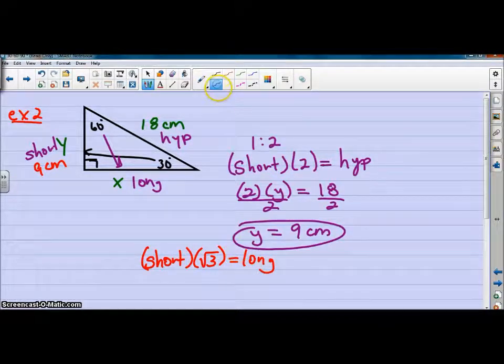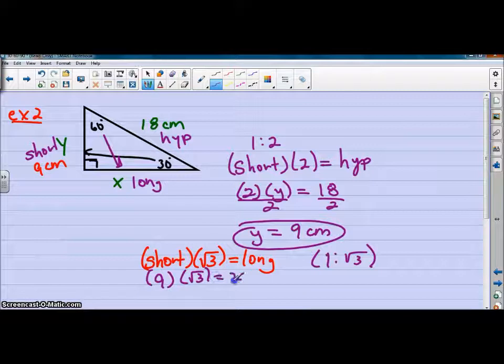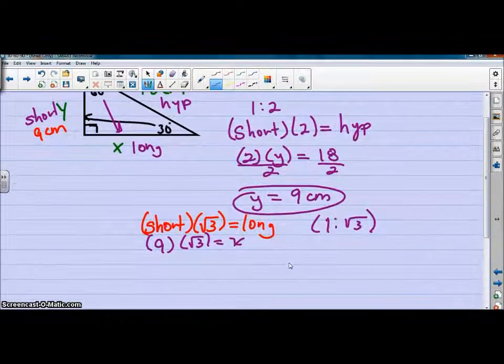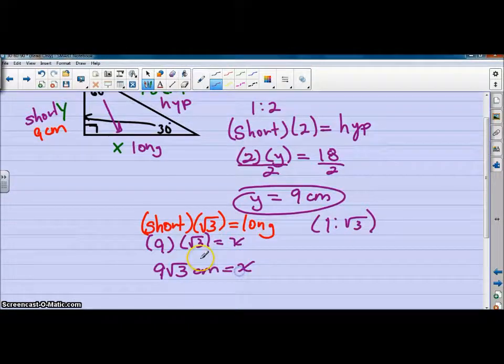This, remember, was the 1 to square root of 3 ratio. So 9 is my short times square root of 3. It will equal my x. So 9 times the square root of 3 is 9 square root of 3 centimeters is equal to x. And I can combine or look at the ratio. 9 to 9 square root of 3 is 1 to square root of 3. 9 to 18 is 1 to 2 as a ratio.